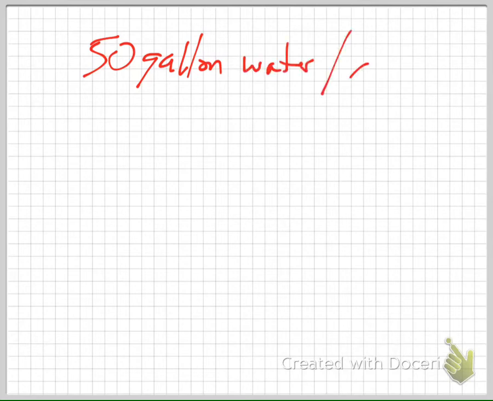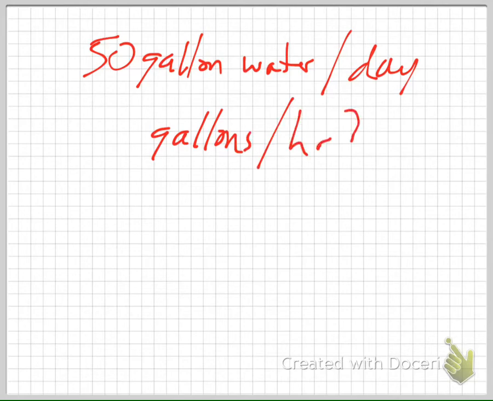An elephant drinks 50 gallons of water per day. I want to know how many gallons of water he drinks per hour. Okay, work on that.